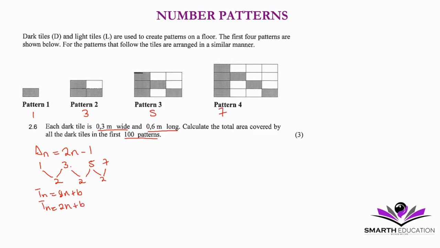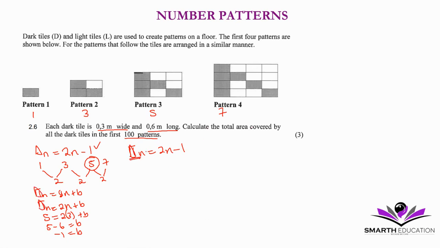Then you can substitute any term in the pattern. Let's say term number 3, which is 5. So T3 is 5, and we put 5 equal to 2 times 3 plus b, so 5 minus 6 is equal to b. Negative 1 is equal to b. Therefore, tn is equal to 2n minus 1. That's how we got that. In this case it is d, so you can say dn is equal to 2n minus 1.